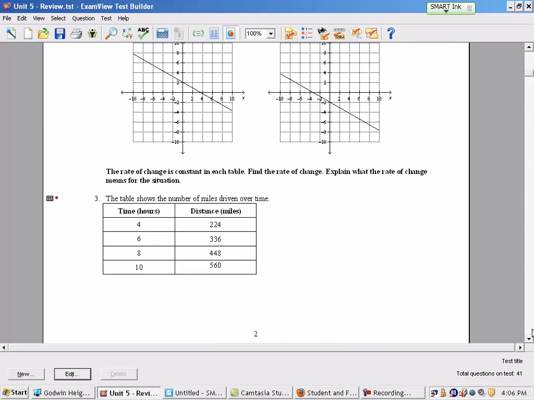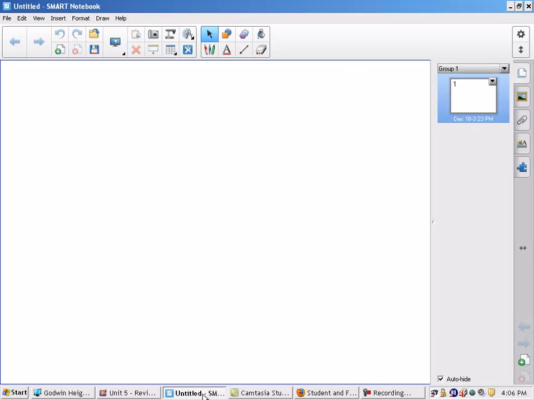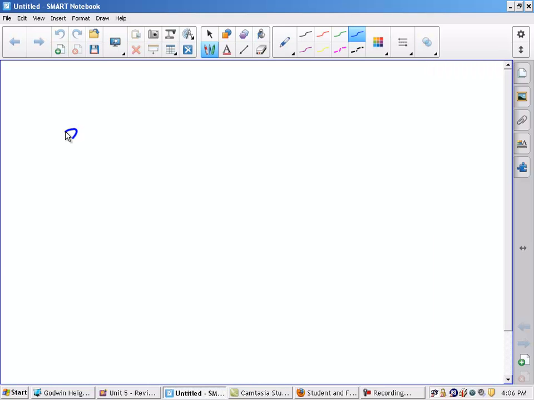number 3. It says the rate of change is constant in each table. Find the rate of change. Explain what the rate of change means for the situation. The table shows the number of miles driven over time. So you see the jump between 4 hours, 6 hours, 8 hours, 10 hours, and the difference in miles. And what you can see from your answer key is that every time you go up 2 hours, you actually travel 112 miles.